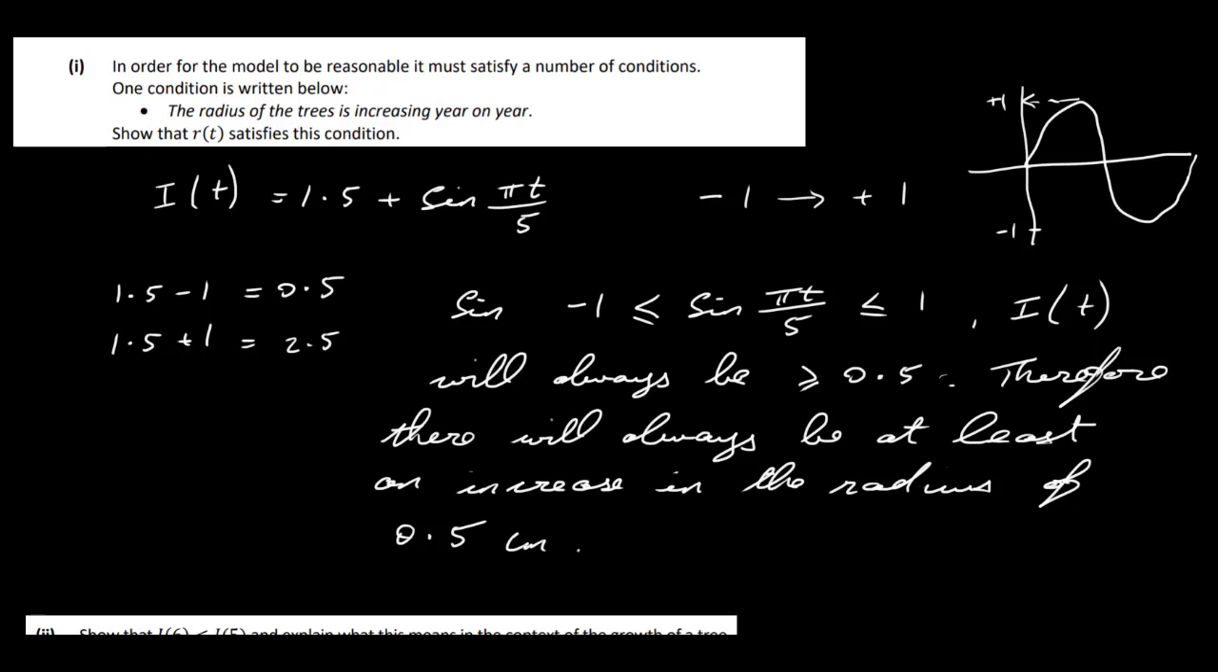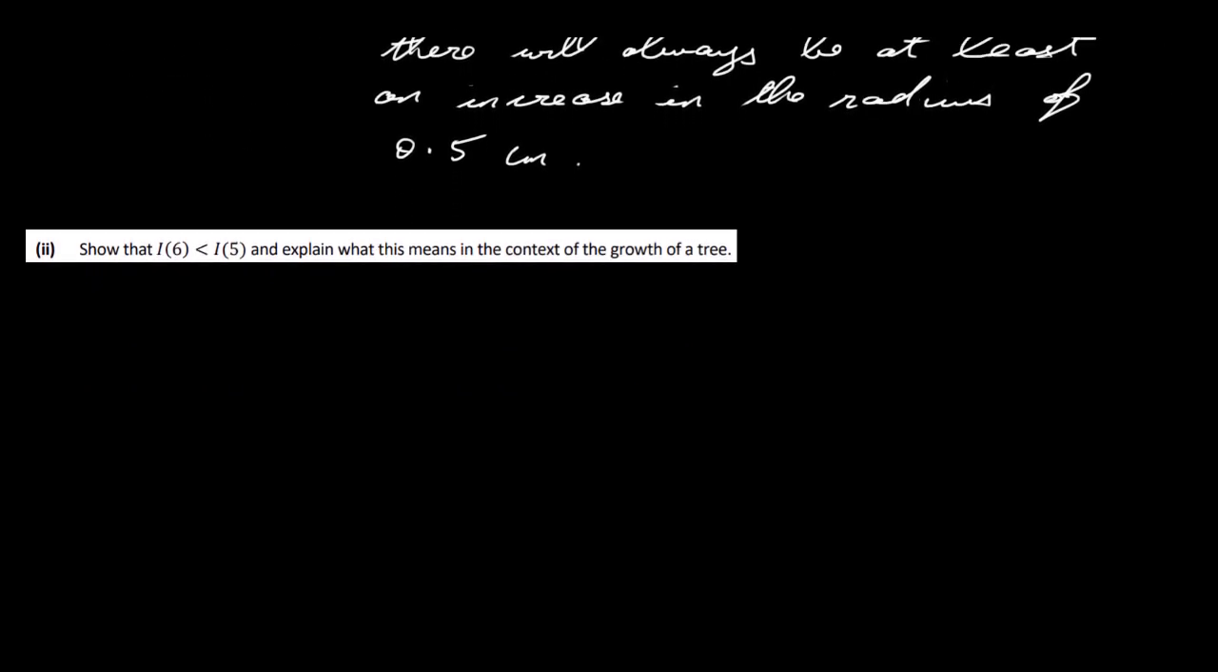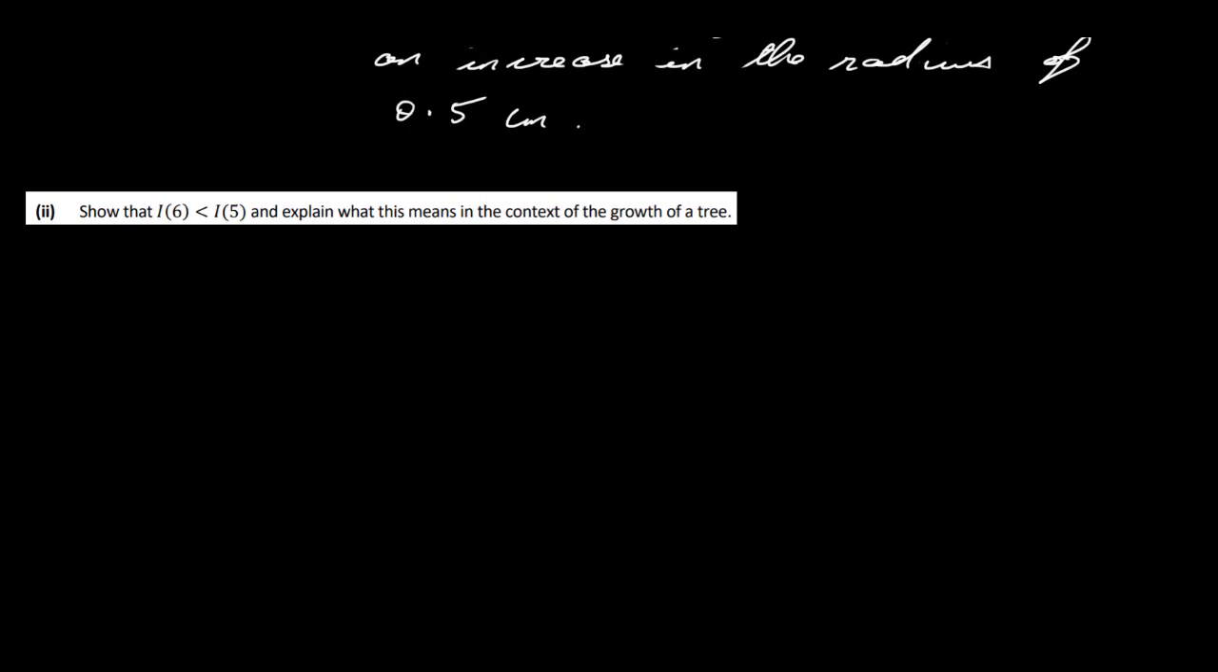Now, that's just the way I've written it out. You may have written it out differently. There are any number of ways you could probably write that out, but that's the way I would do it anyway. Okay, so let's have a look at part 2 then. We have to show that I of 6 is less than I of 5 and explain what this means in the context of the growth of a tree. So we've got to do I of 6 and we've got to show that that's less than I of 5.